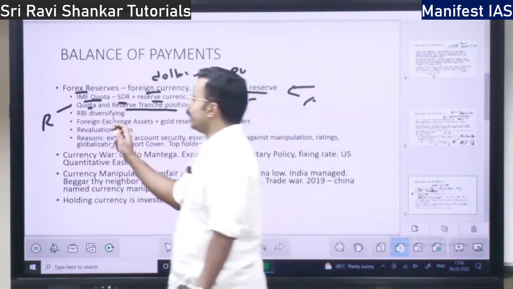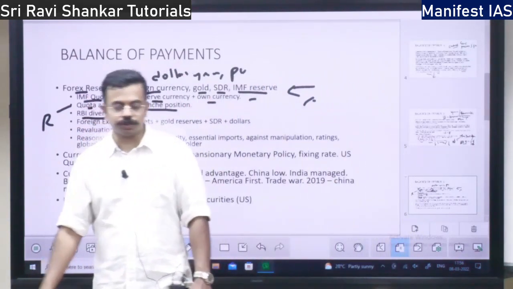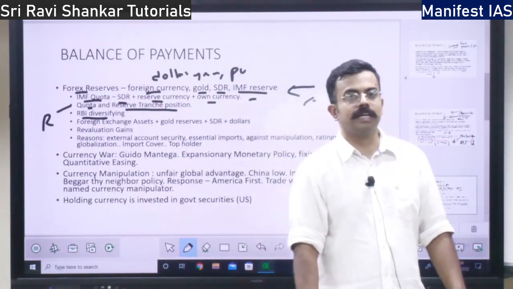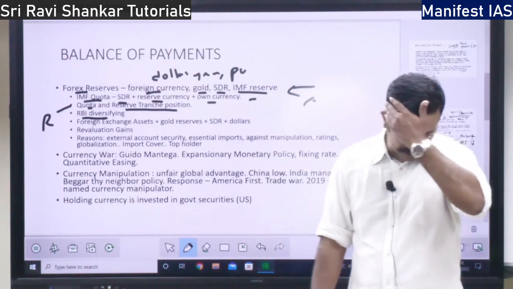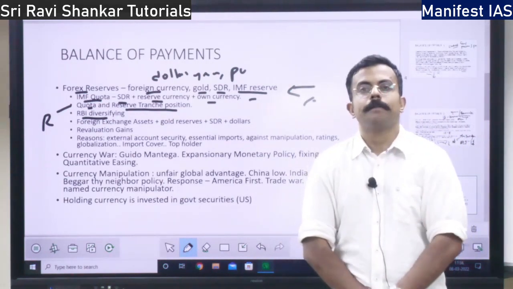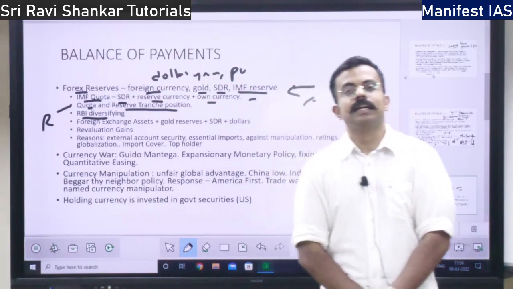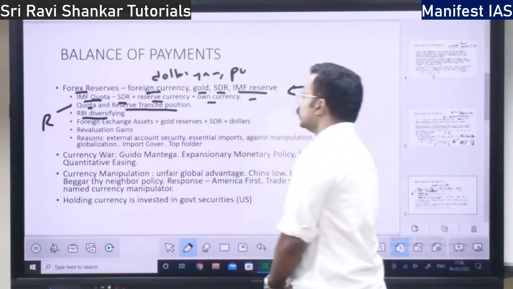Apart from that, RBI is diversifying its resources. Why? See, earlier RBI used to hold just dollars or some currencies. Now it is holding many different types of currencies, right? So it is diversifying its Forex reserve.